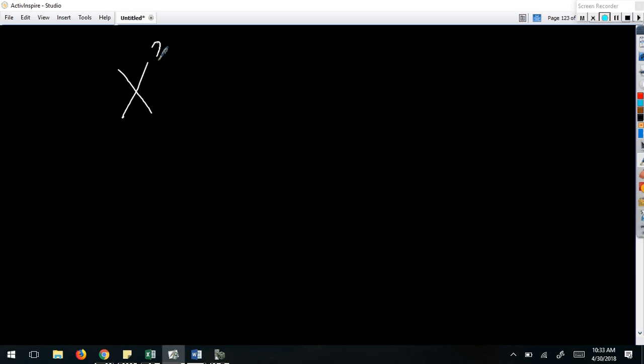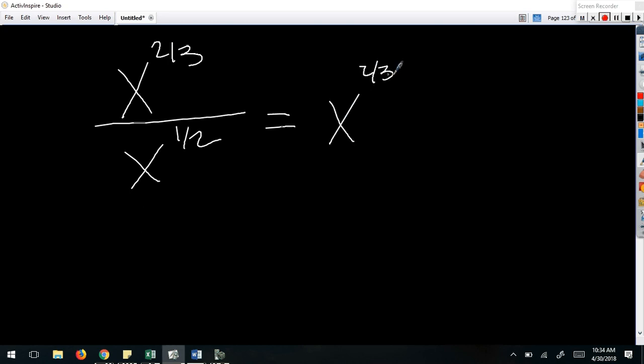Let's say I have, and notice this time, the bases are the same and I'm dividing. What do I do with the exponents? Subtract. The answer to everything is not flip it. Dividing means subtract, as long as the bases are the same. These are subtracting.